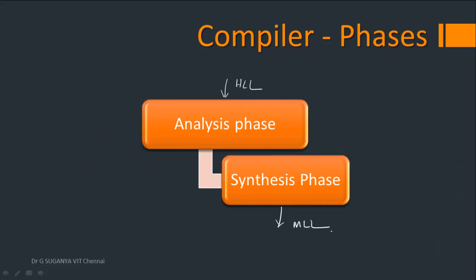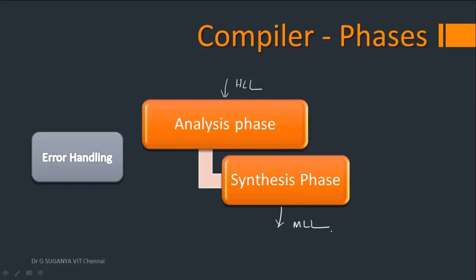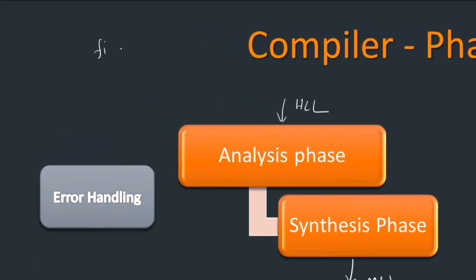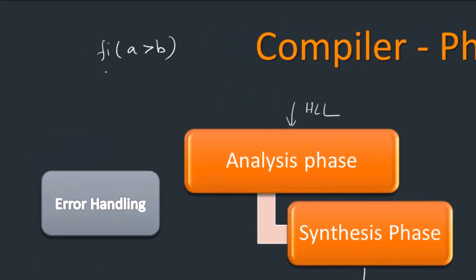There are two more important phases that are supporting all the 6 phases of the compiler. One, we call it error handling. Every phase will have some errors. Let's say the first phase, lexical analysis. If I write "fi (a > b)", what is the mistake? I have just interchanged the characters i and f. So this is an error that will be identified using lexical analysis, and it will give you an error.